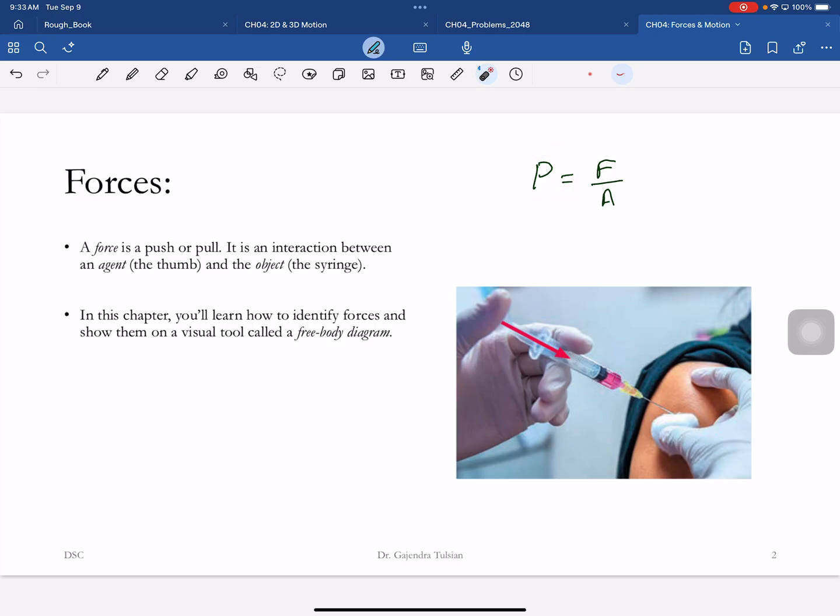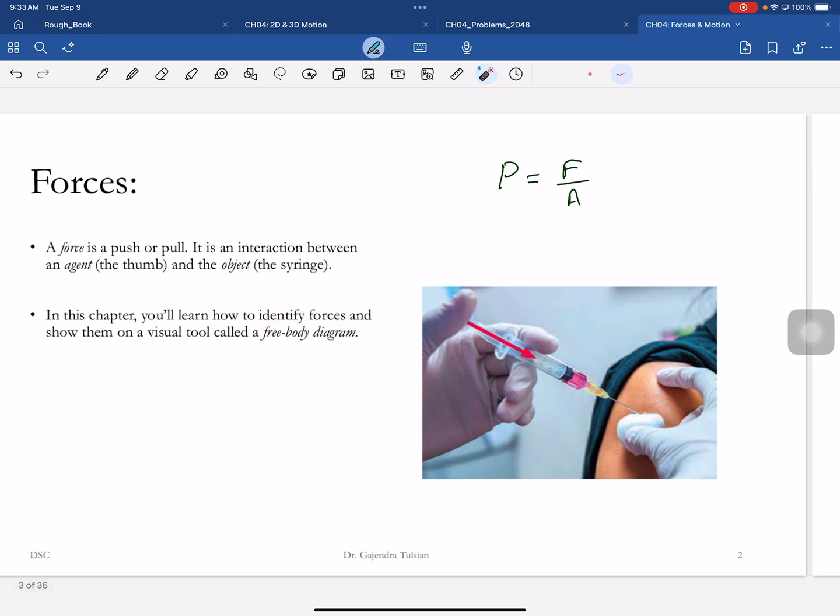So in this chapter, you'll learn how to identify forces. We'll talk about various forces, and also about something called a free body diagram. In physics, we draw the simplest possible diagram to show what is relevant. And we'll talk about that.